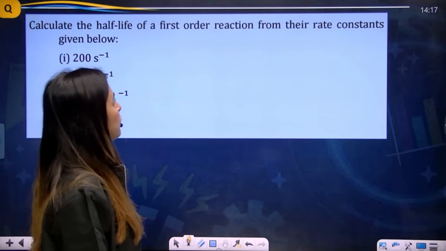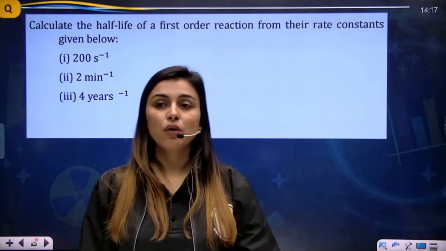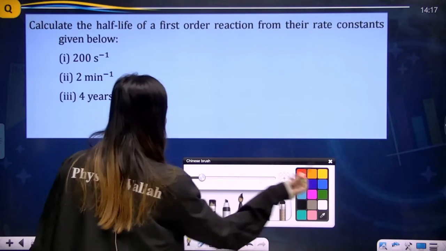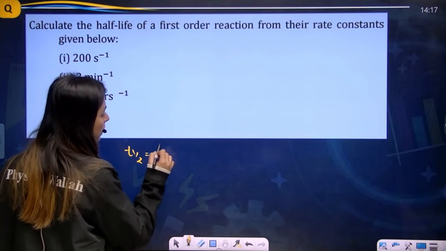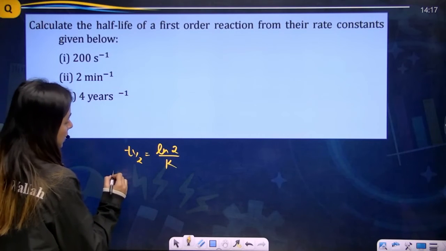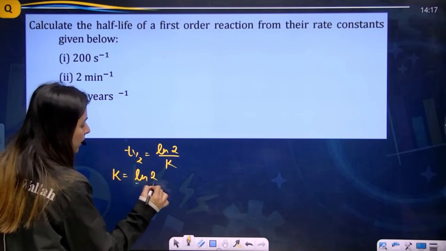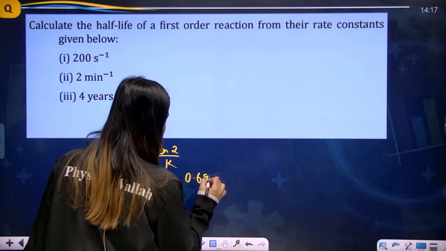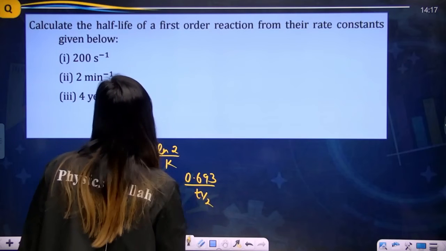Calculate the half-life of a first order reaction from their rate constants given below. First is 200 second inverse, second is 2 minute inverse, third is 4 years inverse. So my dear students, for a first order reaction, we know that T half is equal to ln of 2 by K, or we can say that K is equal to ln of 2 by T half, which is 0.693 upon T half.